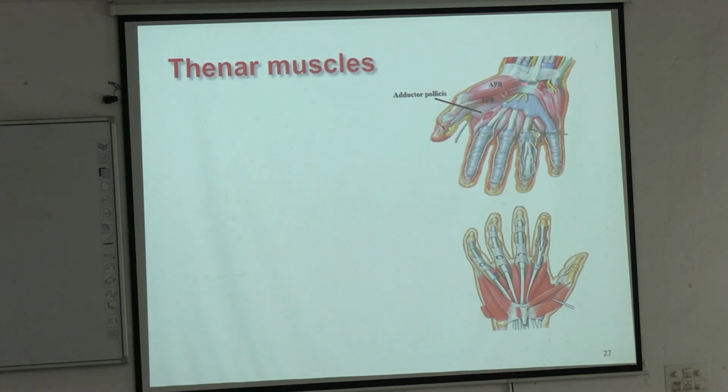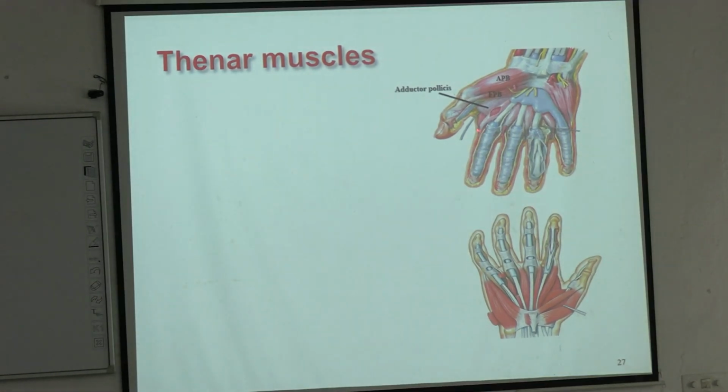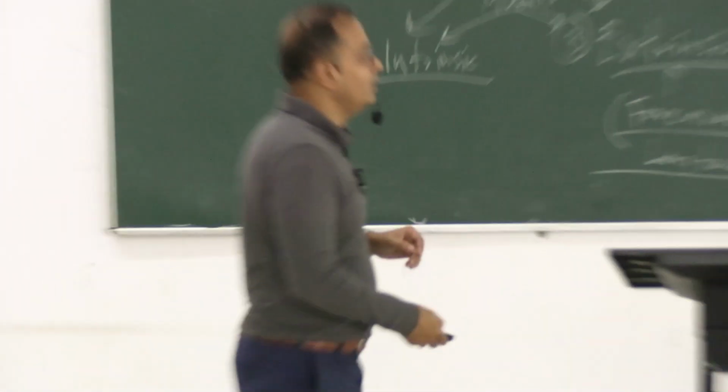3 of them. We call them abductor pollicis brevis, flexor pollicis brevis, and opponens pollicis. There are 3 of them. They are present under this particular thumb thenar eminence. These 3 muscles are supplied by the motor branch of the median nerve. So the median nerve supplies all 3 muscles present in the thenar muscles.